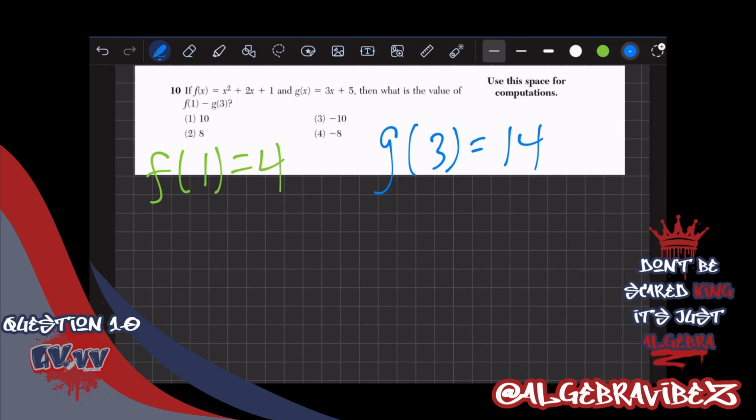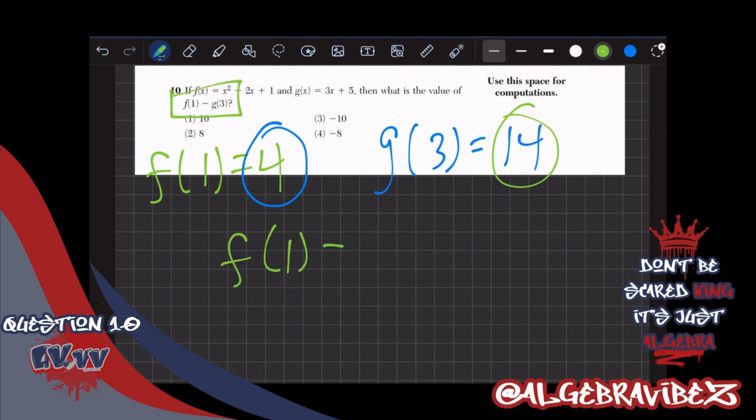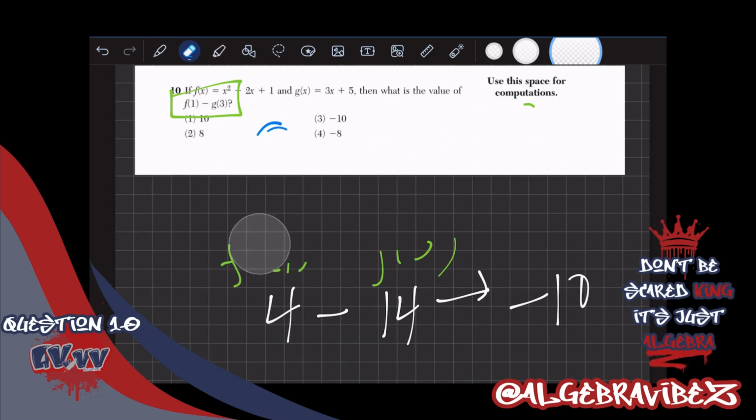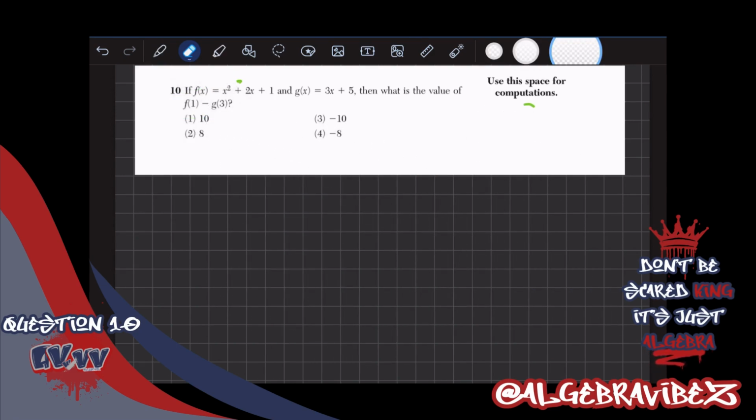Now, we figured out what our values are here and here, but now we have to carry out this here, which is f of 1 minus g of 3. So I'm just going to plug these values in. We're going to do 4 minus 14, which gives us a negative 10. And so our answer is going to be choice number 3.